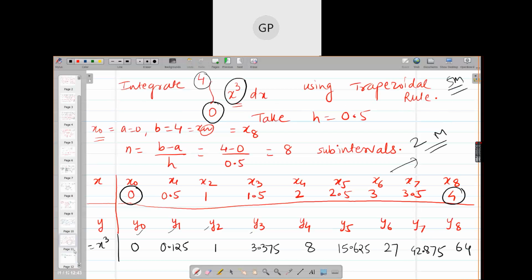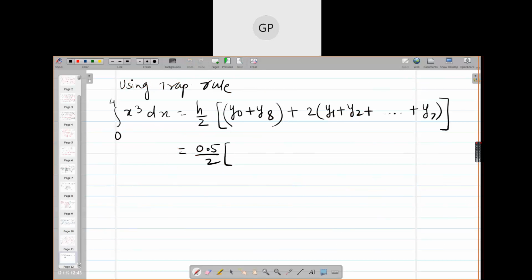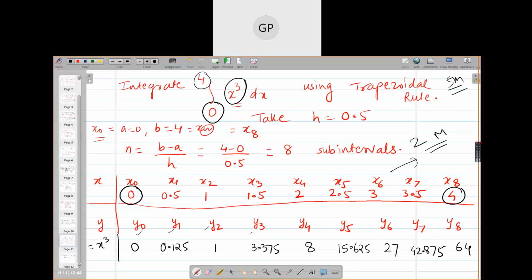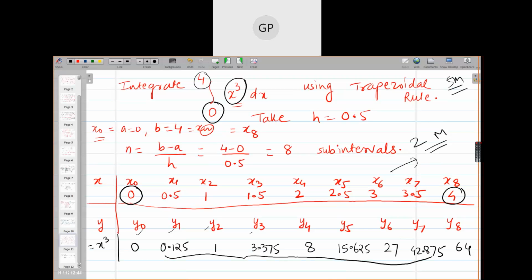What is y0? 0. 0 plus 64, plus all other values you have to take only once and multiply by 2. So what is their summation? We do the summation of all of these here. 5 plus 5 is 10, plus 5 is 15, plus 5 is 20. So plus 2, 4, plus 7 is 11, plus 2 is 13, plus 7 is 20.